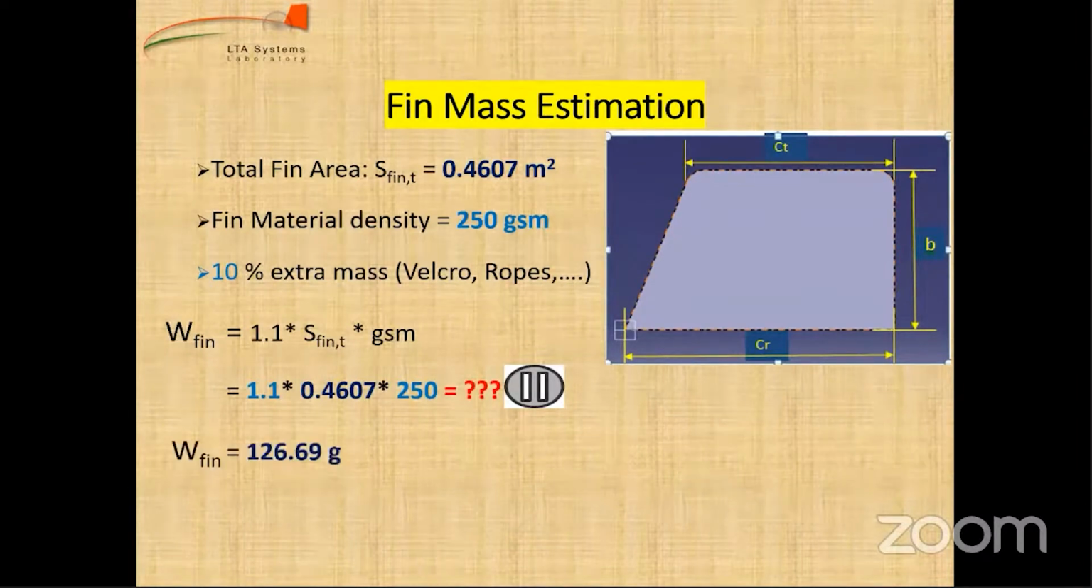120.69. Okay, yeah. So now, what are the weights we have estimated? Our payload is 250 grams. To lift a 250 gram payload, we need an envelope. What is our envelope mass? 579.7. Okay, 579 approximately. Then what is our gondola mass? 65 grams. What is our fin mass? 127. Yes, sir.